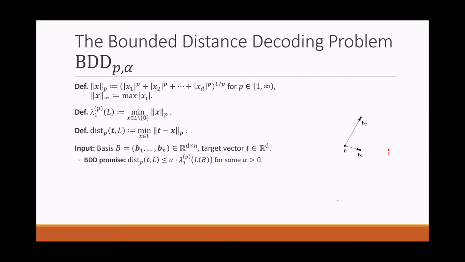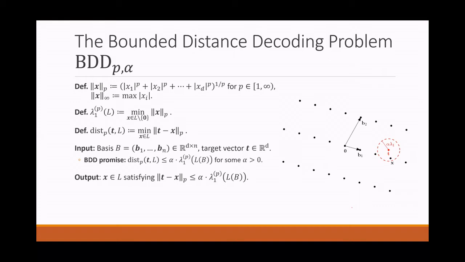Armed with this notation, we can define BDD more formally. We said before that the input to the BDD problem is a basis B and target vector t. But in fact, we have some guarantee about the input. Namely, we're guaranteed that the distance between the target and the lattice is at most alpha times the minimum distance of the lattice. You can think of it as guaranteeing that there will be some lattice vector inside this red circle, or more generally LP ball, centered around t. Then the goal of the BDD problem is simply to output a lattice vector which is inside this red circle, or a lattice vector which satisfies the BDD promise.